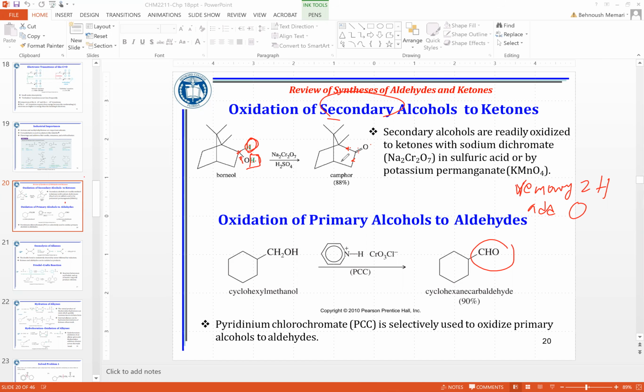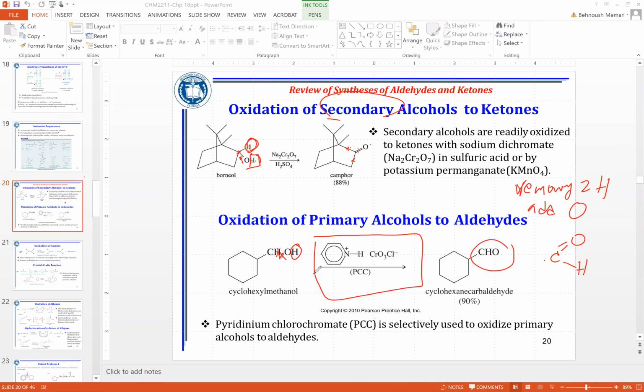When you have a primary alcohol, you remove hydrogen from the OH and you remove hydrogen from the same carbon that carries the OH bond, and it gives you the aldehyde functional group. So aldehyde, we talked about the CHO last class, is basically C=O, double bond, and hydrogen, both attached to the carbon.